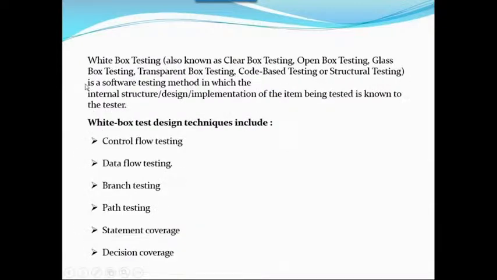Okay, don't get confused here. White box testing is also known as clear box. Clear box means I'm able to see the code. Open box, I'm able to see the code. Glass box, I'm able to see the code. Transparent box means I'm able to see the code. So there are many names.